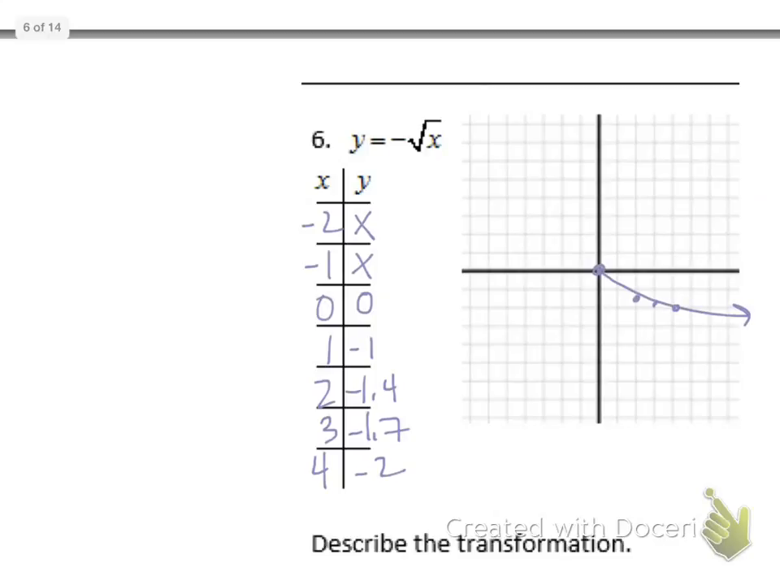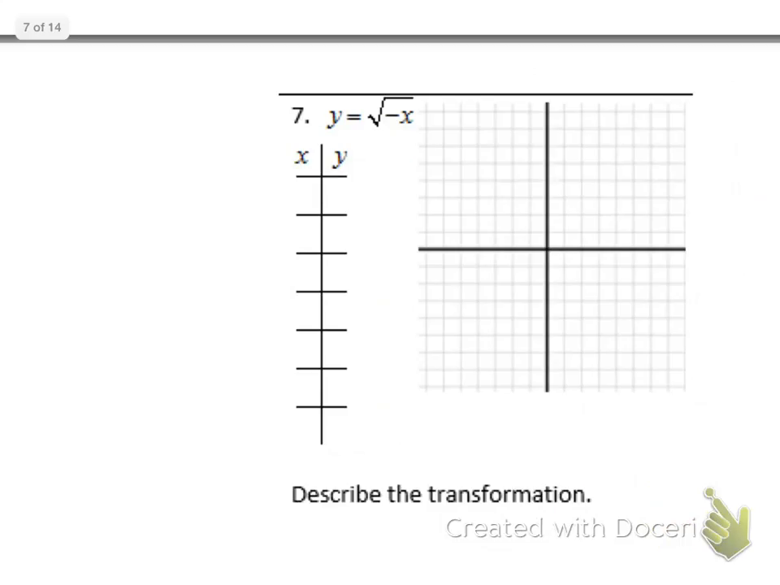My parent function looked like this. So this time, if there's a negative in front, it's reflecting over your x-axis. So if it's in the front, you reflect over your x-axis, right there. If it's on the inside, we're probably going to be reflecting over our y-axis.